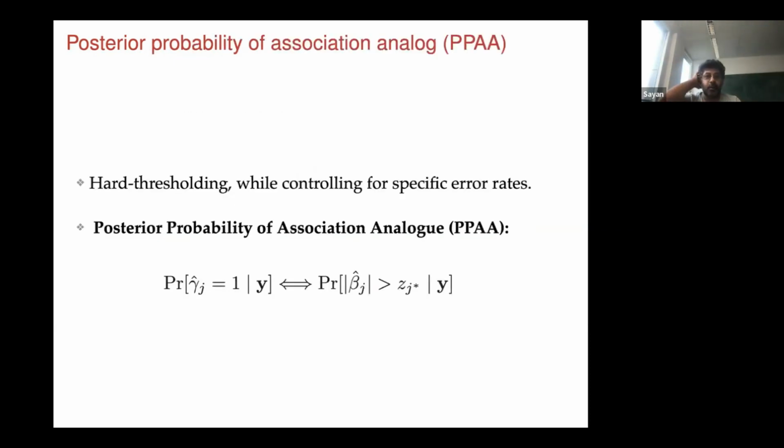Now there are various things you can do. One thing you can do is something called the posterior probability of association analog, where you do a hard thresholding of these beta hats to get this gamma j. The gamma j tells you whether you think that variable is important or not. And that is your variable selection.